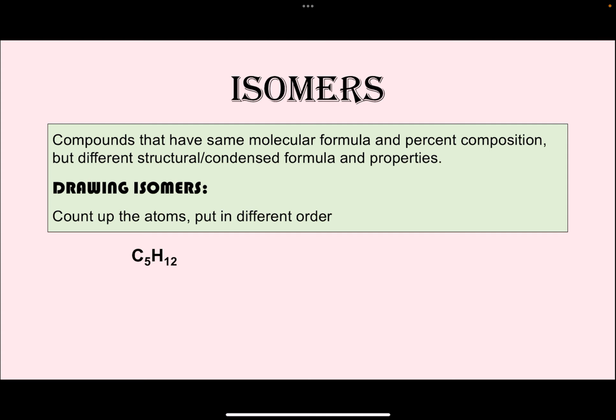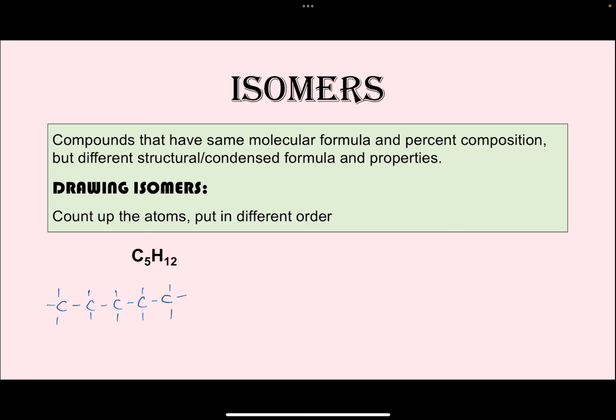So here we have C5H12. Let's try to draw some isomers for this. First of all, we can make a carbon chain, 1, 2, 3, 4, 5, with 5 carbons, and then see how many hydrogens we can put with this. 1, 2, 3, 4, 5, 6, 7, 8, 9, 10, 11, 12. Okay, so this is one structure for C5H12.